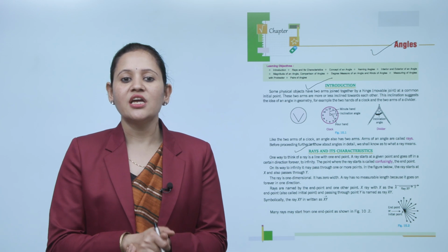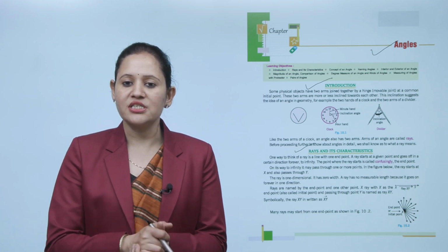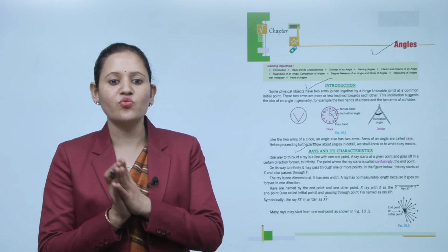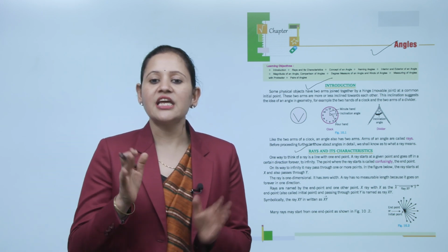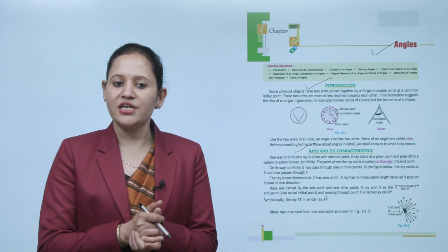On its way to infinity, it may pass through one or more points. In the figure below, the ray starts at X and also passes through Y. The ray is one dimensional, it has zero width. The ray has no measurable length because it goes on forever in one direction.